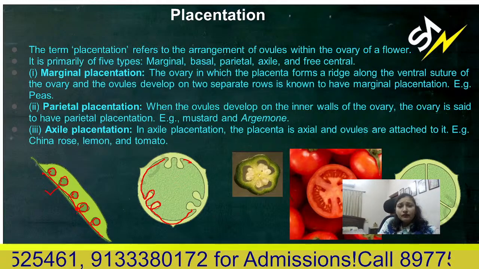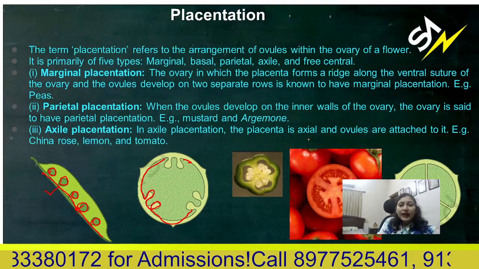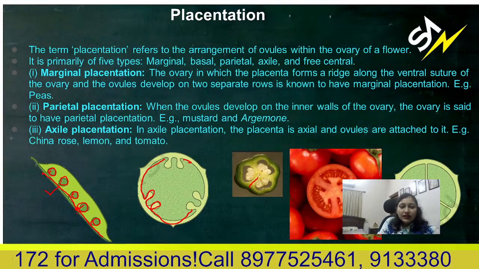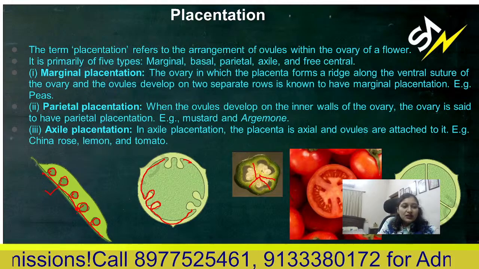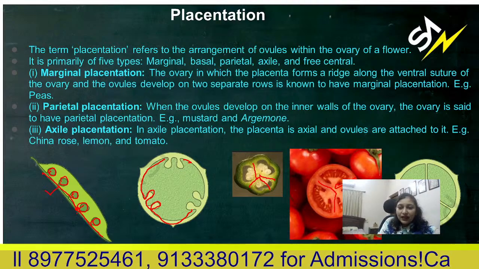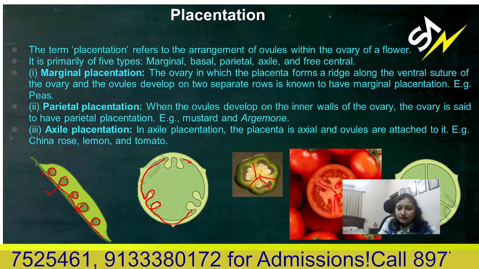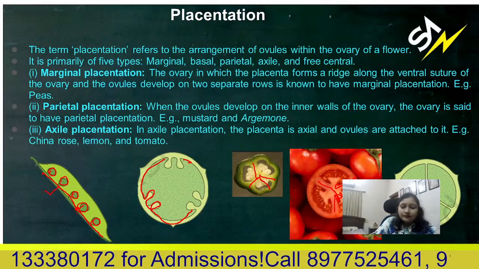Axial. Here the ovules are attached to the placenta, to the axial part. So this is the axial part. It is divided into 3 different parts. Okay, look here. It is divided into 3 parts and they are attached over here. So this is called axial.